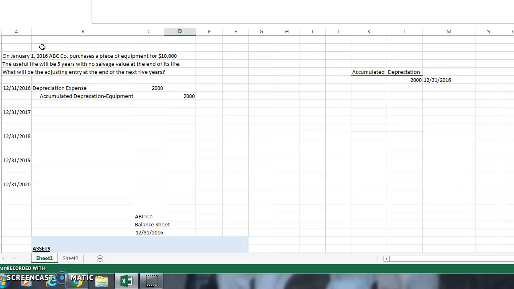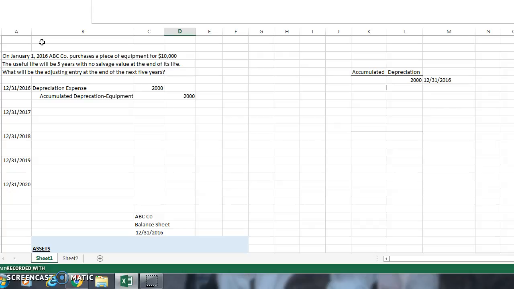Hi everybody. There were a few questions regarding accumulated depreciation and what it means to be a contra asset account. We were introduced to this topic in Chapter 3 as we are learning about adjusting entries. So, like you've learned, one of our adjusting entries that we make at year end is the adjusting entry to record depreciation expense.